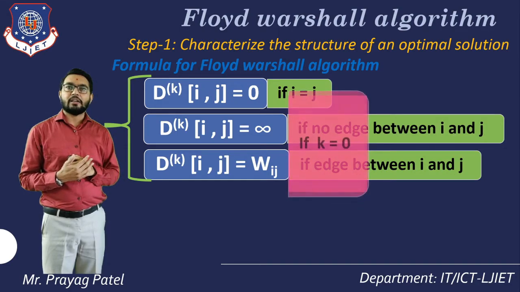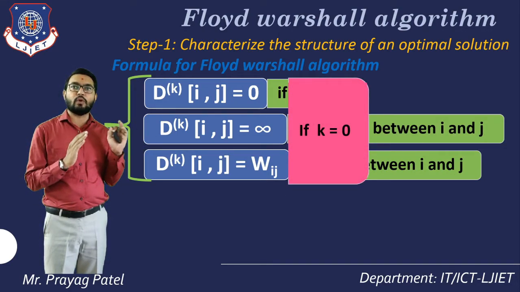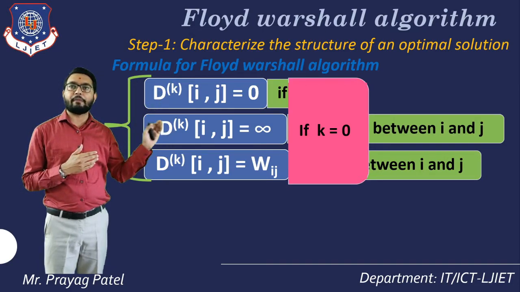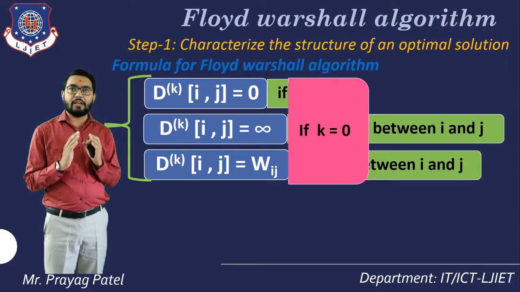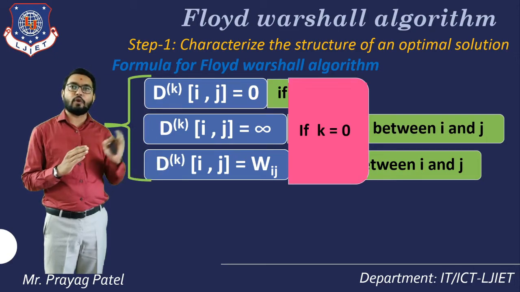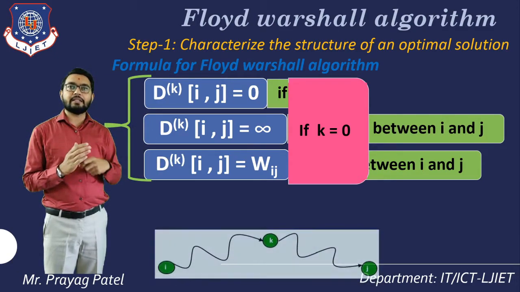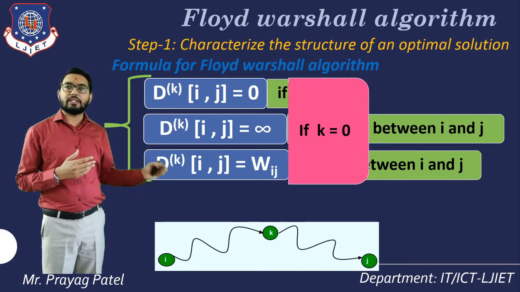So consider this. Now the first three formulas apply for k equals 0. What is k? Here we write d of k, d of k, d of k like this. If k equals 0, it is the initial step. So for the initial step consider k equals 0. Then these three formulas are applicable only for k equals 0. If k is greater than 0, then apply another formula. Now consider this figure.